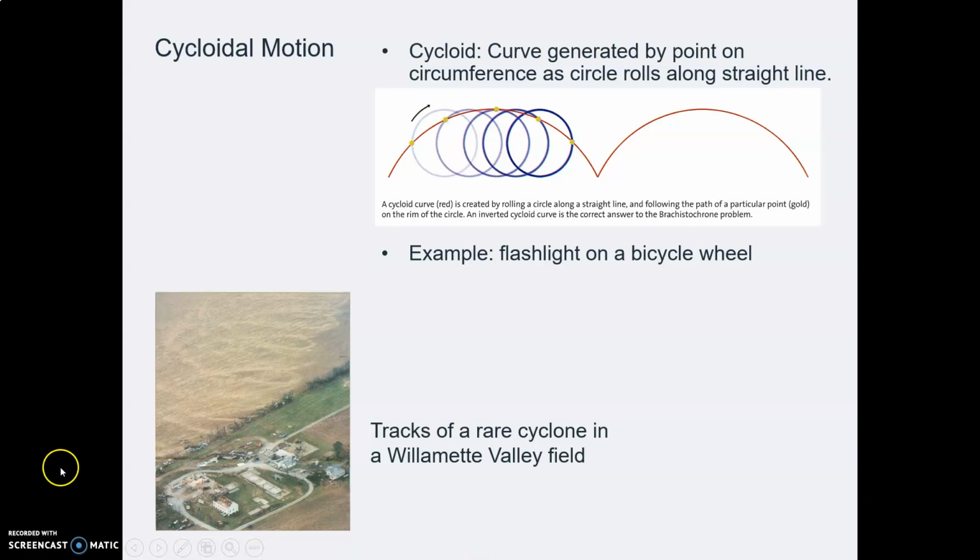Well, a few years ago, this photograph was on the cover of the local newspaper. It was the path traced by a rare miniature tornado, a cyclone that went through the Willamette Valley, and this is the path that it traced in a newly plowed field, newly disked and harrowed field. And you can see the clear mark of a cycloid.